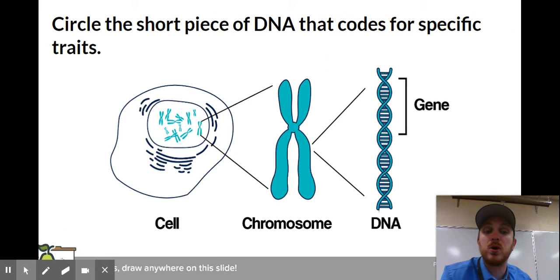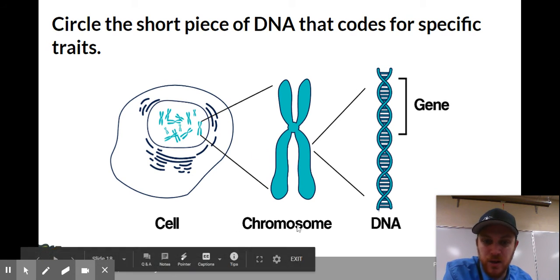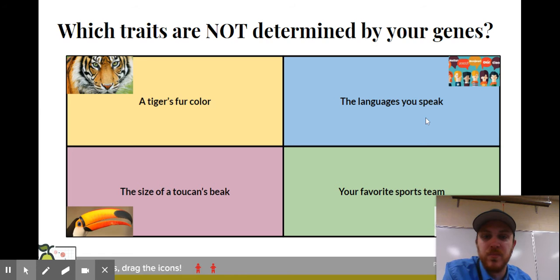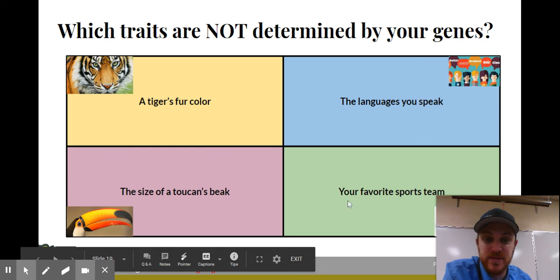Circle the short piece of DNA that codes for specific traits. We talked about this a little bit already, so this might be kind of easy. Is it a cell, a chromosome, a DNA, or a gene? What's the short piece of DNA that codes for specific traits? And which are not determined by your genes? Is it a tiger's fur color, the languages you speak, the size of a toucan's beak, or your favorite sports team?